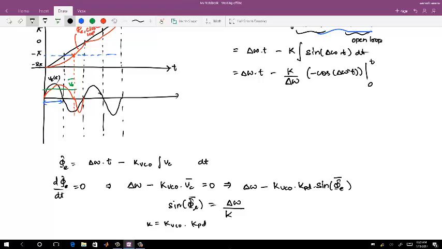This we saw yesterday also: since sine phi e is less than or equal to 1, it implies that delta omega by K is less than 1. You cannot generate a voltage, other than this gain factor, with this kind of phase error detector for any delta omega frequency difference.